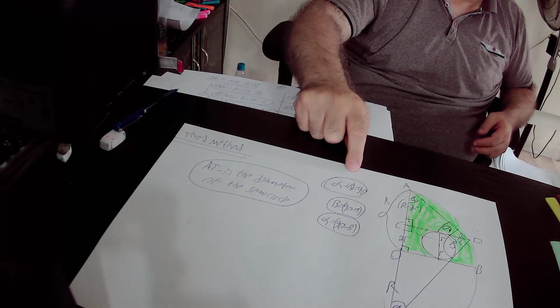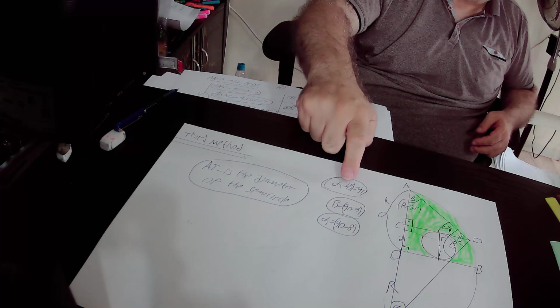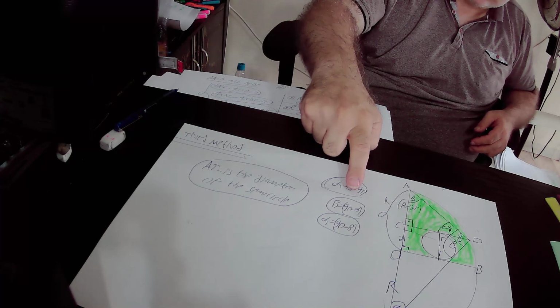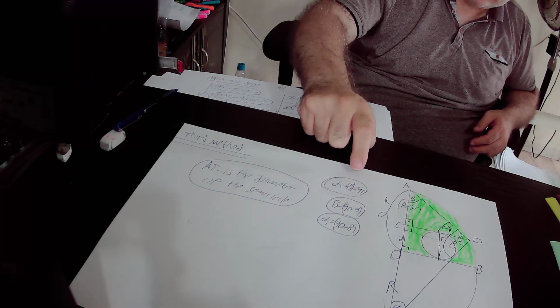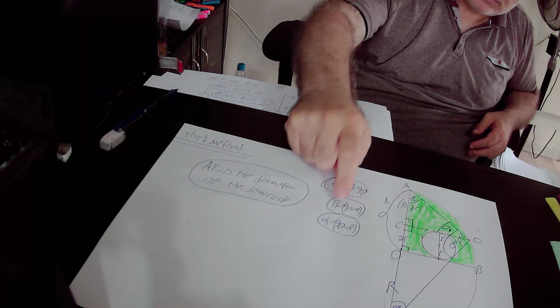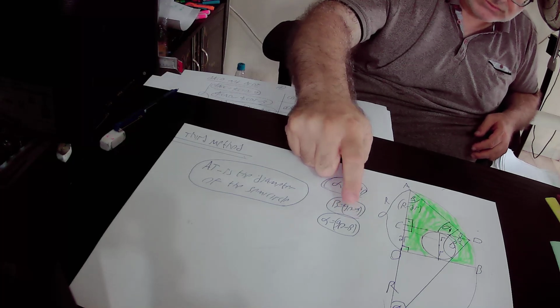We subtracted alpha from this equation. We found out that beta equals 90 degrees minus alpha. Then we subtracted beta from this equation. We found out that alpha equals 90 degrees minus beta.